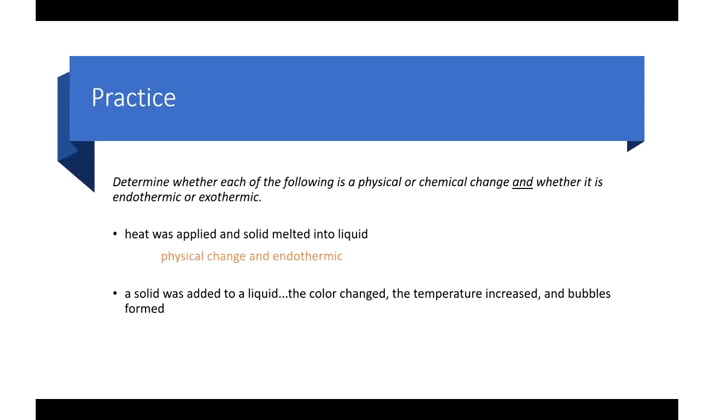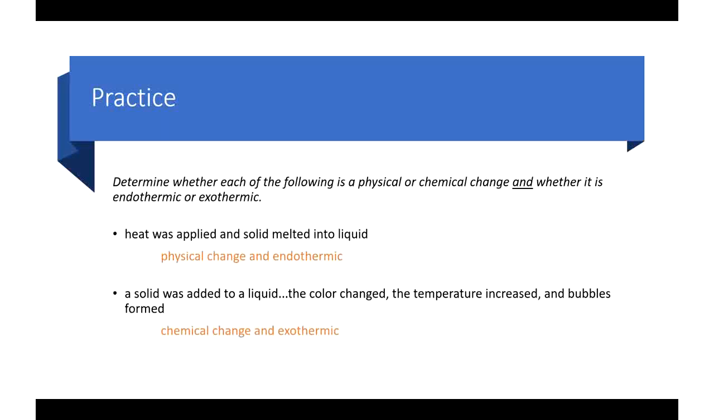Second example, a solid was added to a liquid, the color changed, the temperature increased, and bubbles formed. Well, here are some indications of a chemical change, right? There's a color change, the temperature increased, and bubbles formed. So this is a chemical change, and is it endothermic or exothermic? Well, it says that the temperature increased. It got warmer. So that tells us that this chemical change is exothermic.